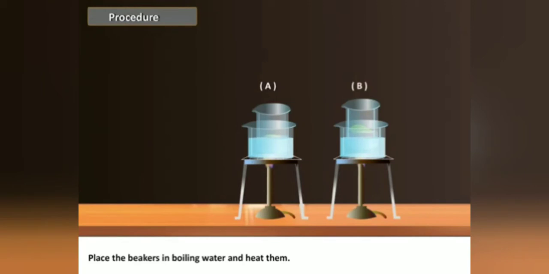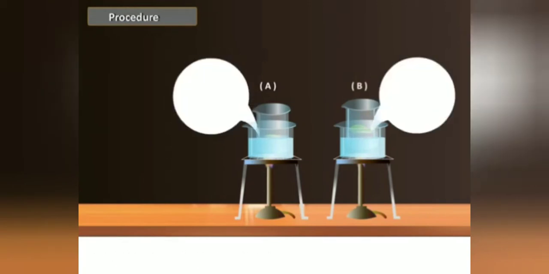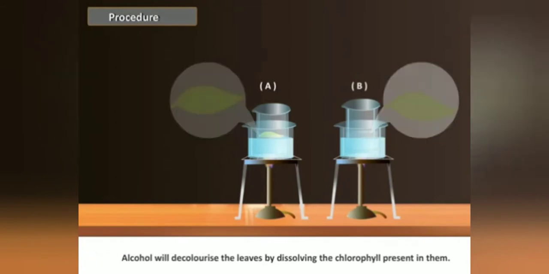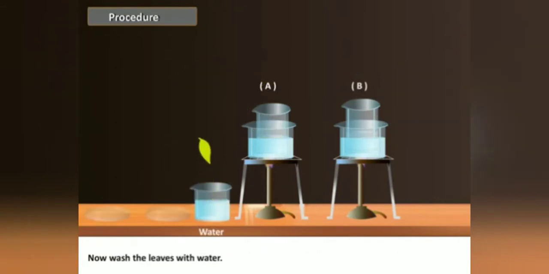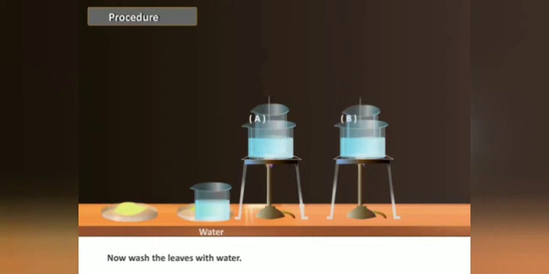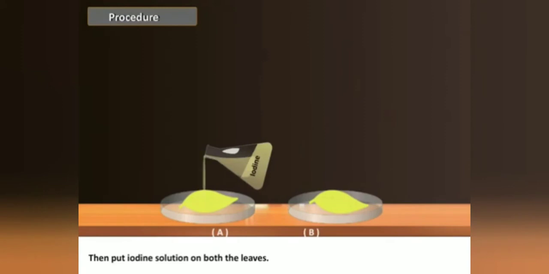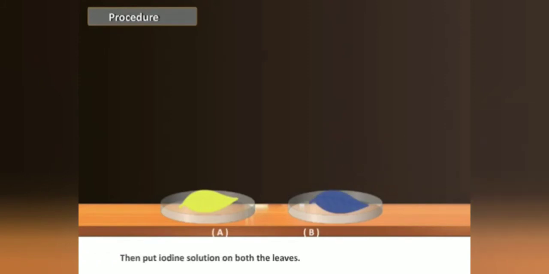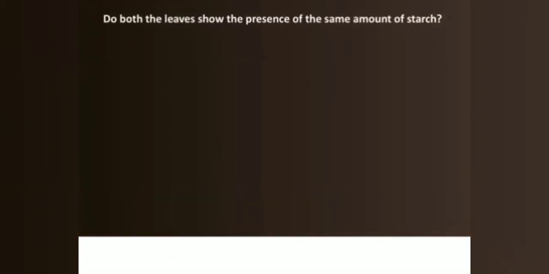Place the beakers in boiling water and heat them. Alcohol will decolorize the leaves by dissolving the chlorophyll present in them. Now wash the leaves with water. Then put iodine solution on both the leaves. Check the leaves for the presence of starch by the iodine test. Do both the leaves show the presence of the same amount of starch?